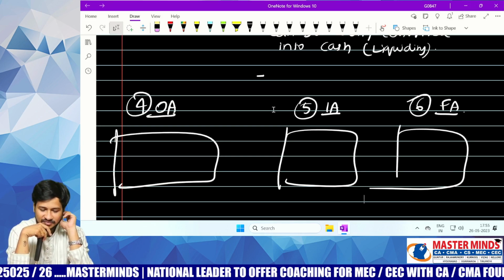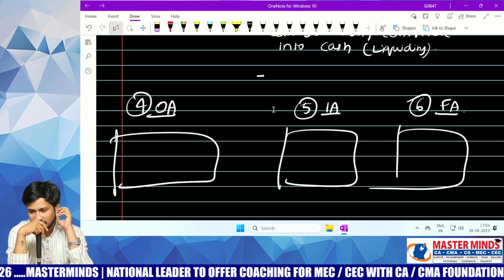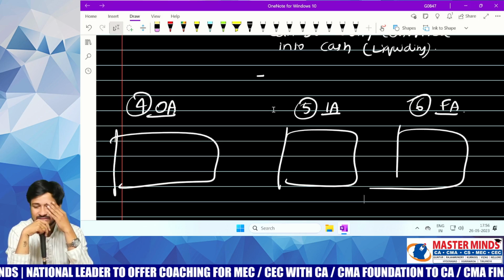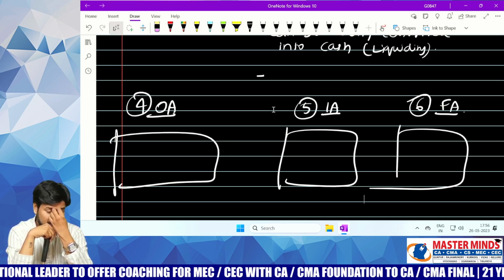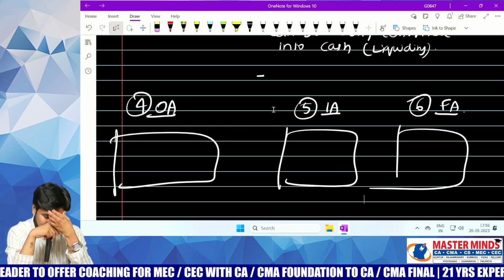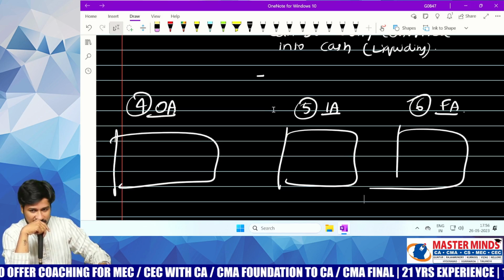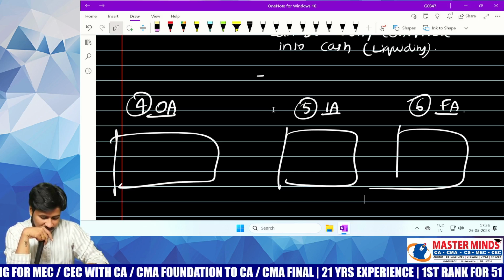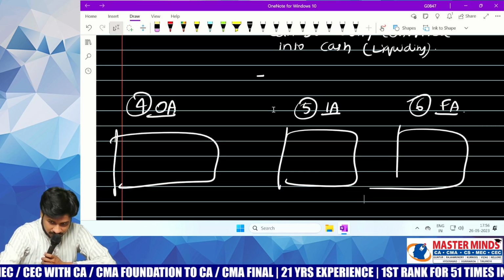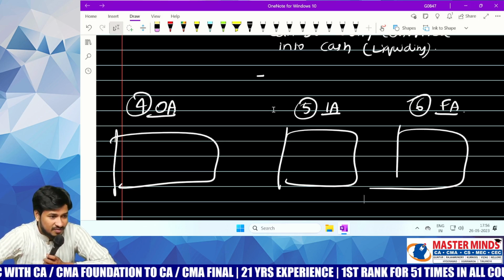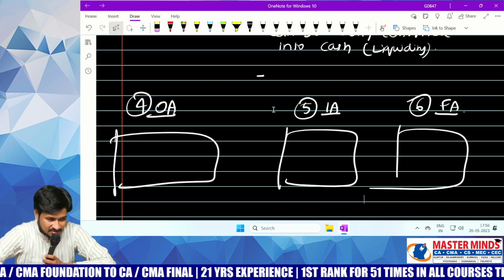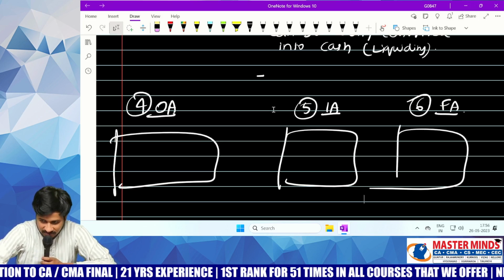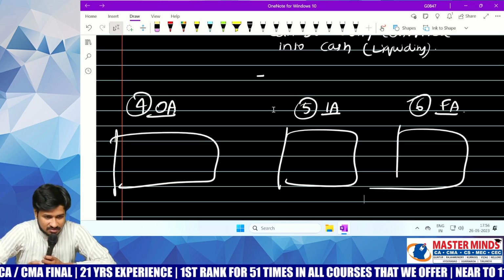Anyways, moving on to the last and final one, financing activity. Write in that those items which cause the changes in the composition of capital funds. Those items which cause the changes in the composition of capital funds. That's it. Now next, note.